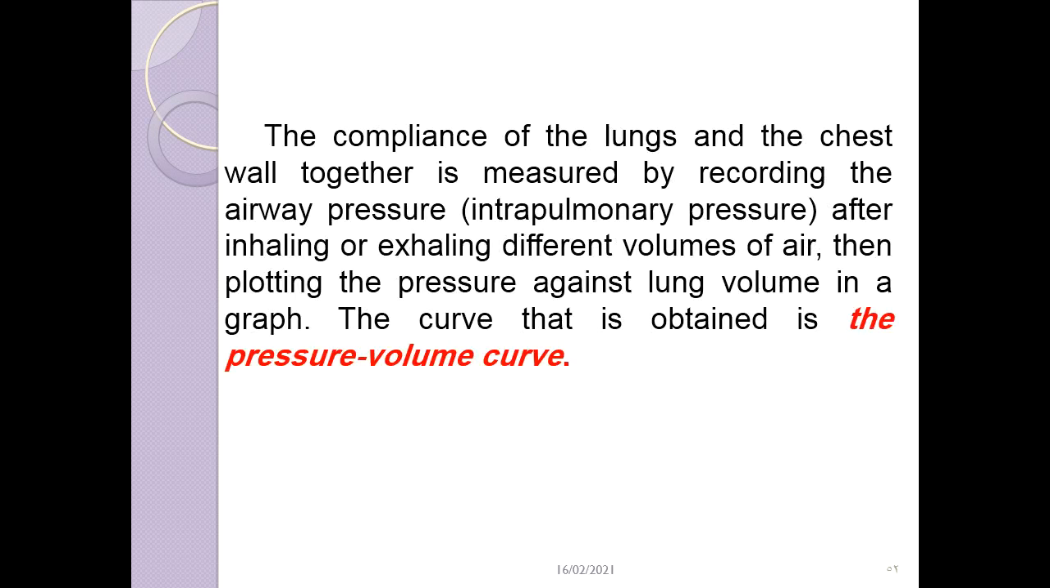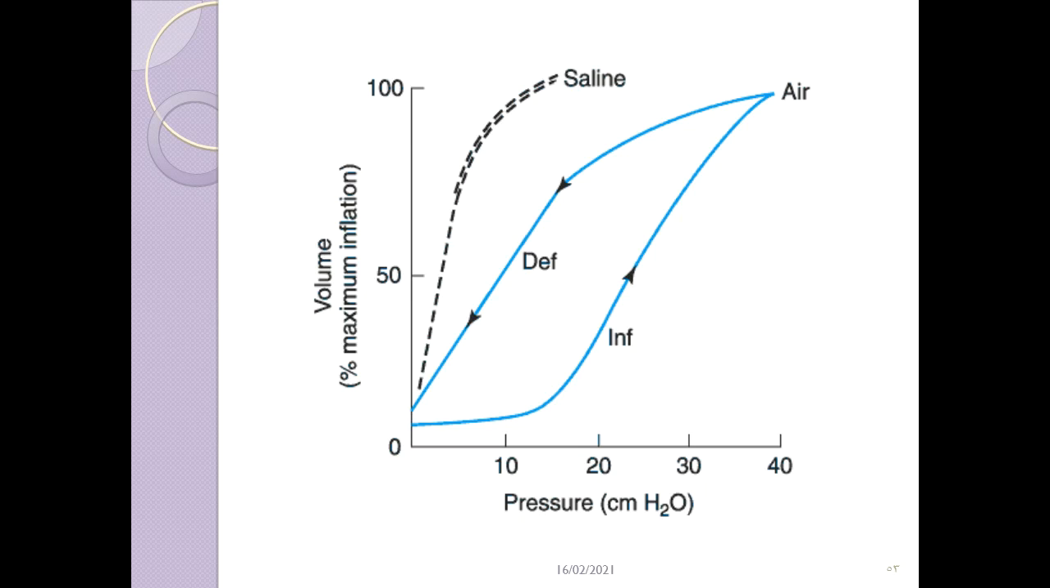The compliance of the lungs and the chest wall together is measured by recording the airway pressure, which is the intrapulmonary pressure, after inhaling or exhaling different volumes of air. Then plotting the pressure against the lung volume in a graph. This curve is obtained and called the pressure volume curve. This is the pressure volume curve.